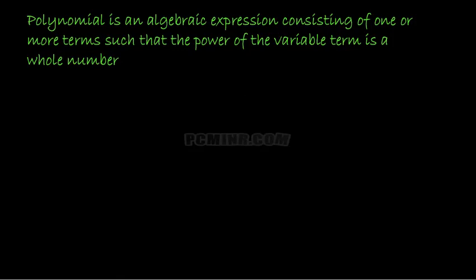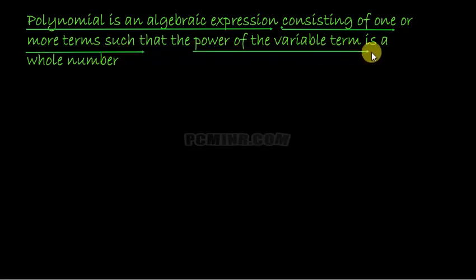And before we start with the classification of polynomials, we should understand the basic term, that is, polynomials. What do we mean by a polynomial? How do you recognize a polynomial? So I would say a polynomial is an algebraic expression consisting of one or maybe more terms such that the power of the variable term is a whole number.